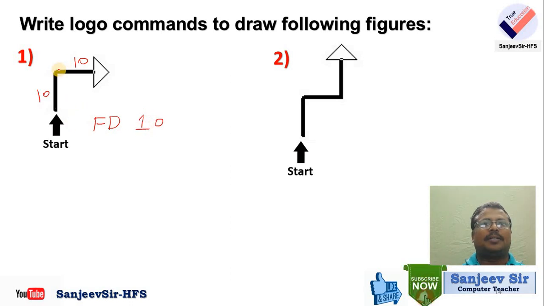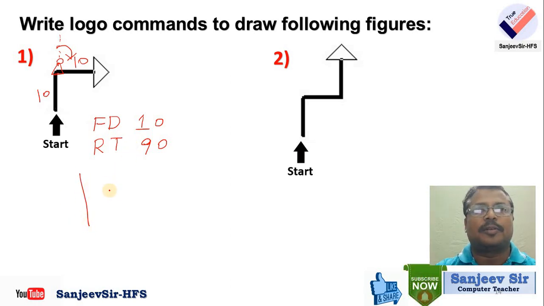After that, the turtle will get a position like this and go in this direction, but the turtle has to turn here. That means the turtle will rotate here. That means we will write here RT and 90.